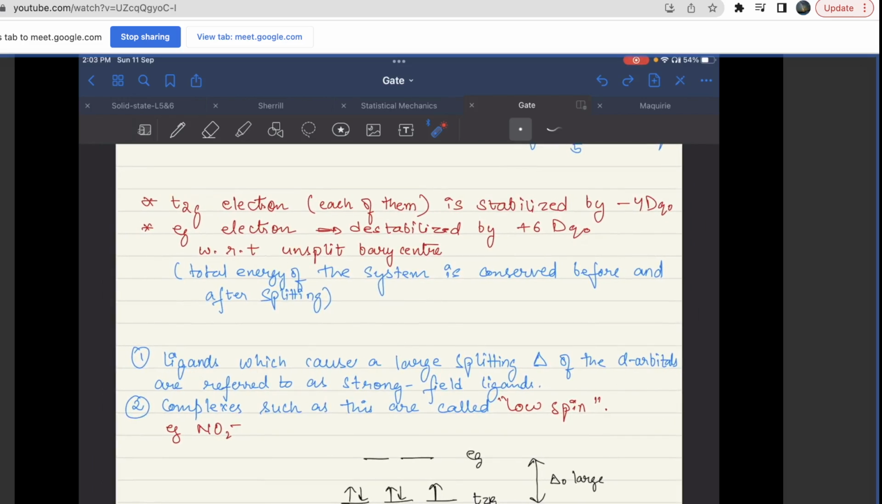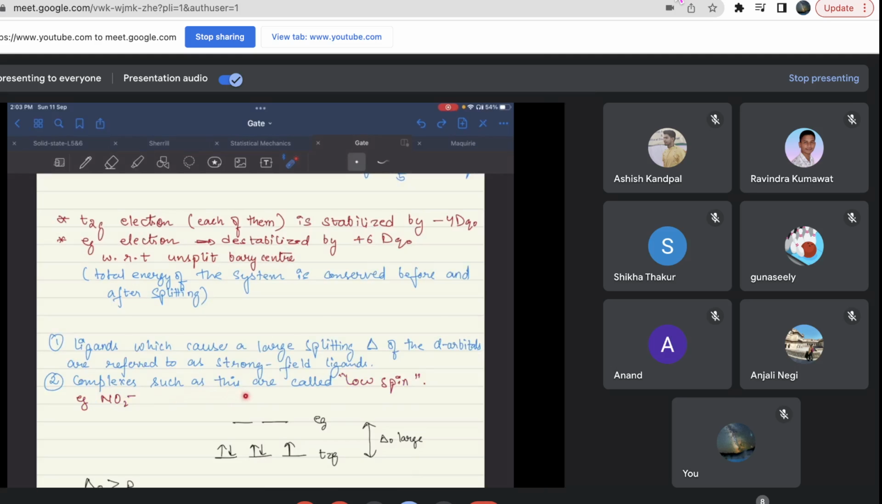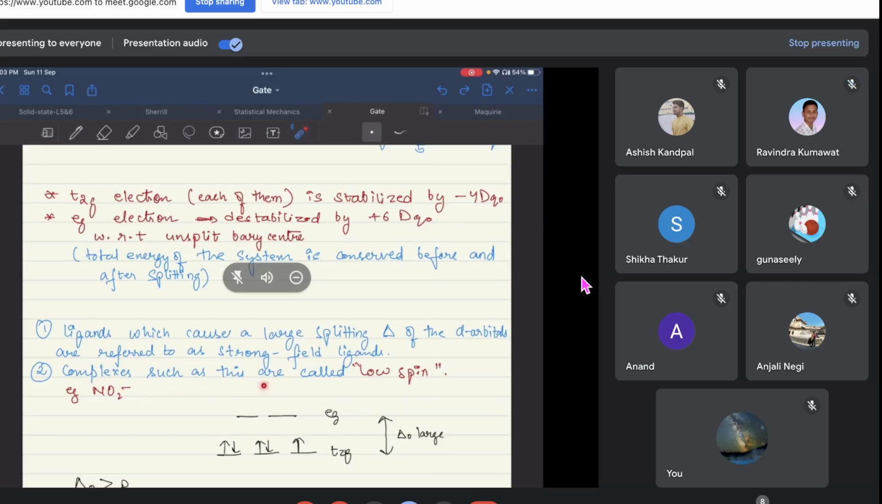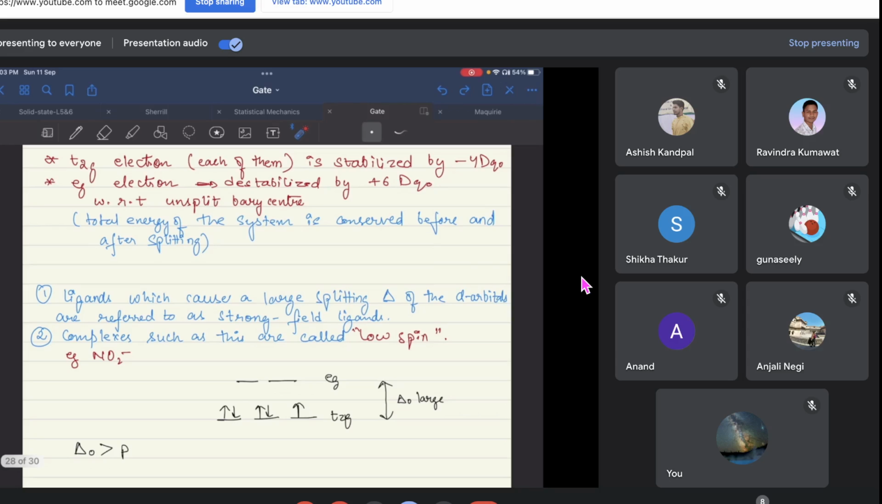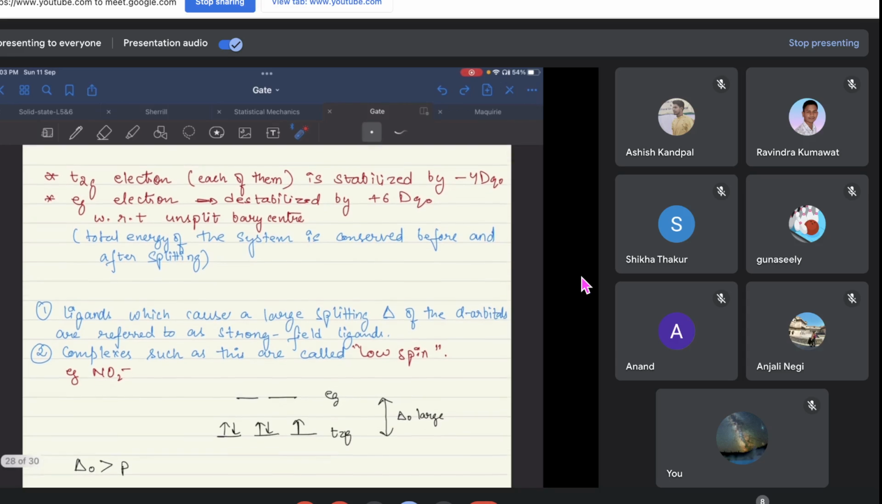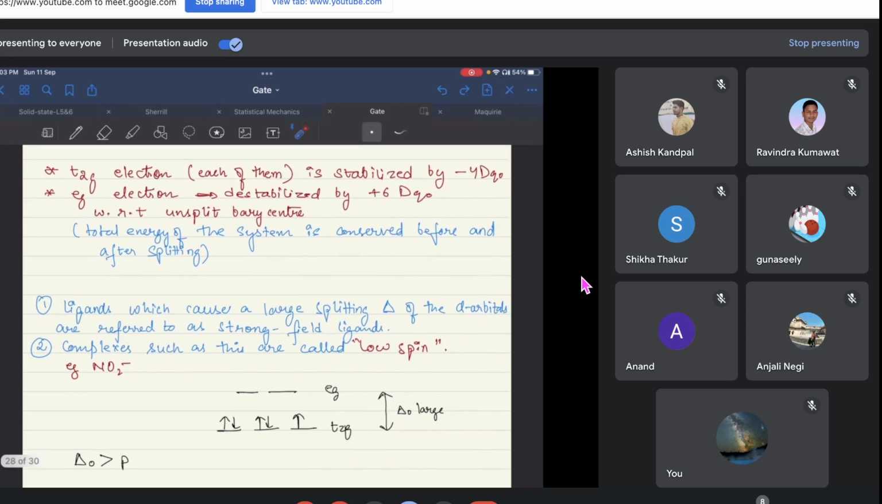The ligands which cause a large splitting delta of the d orbitals are referred to as strong field ligands, and complexes such as the example given below are called low spin. An example of such a ligand is NO2 negative. In this complex, delta naught is so large that pairing is possible. So we see that no electron is in the EG orbital, but there is pairing.